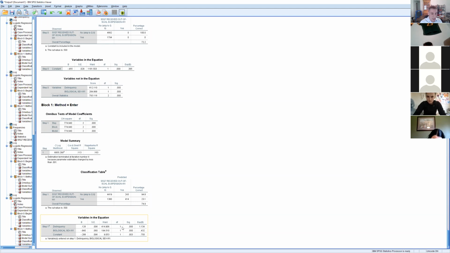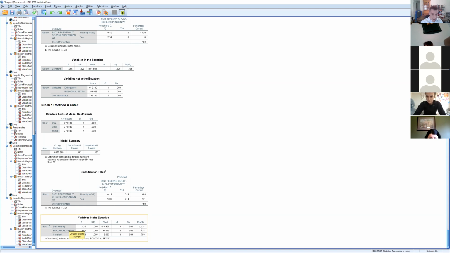If we look across here, we see the significance tests associated with these variables, and we see that both are statistically significant. Since this is a positive beta, if you express that b as a power of the constant e, what you get is this number, 1.134. What that is saying is that for every unit increase in delinquency, the odds of being suspended go up by about 13.4%.